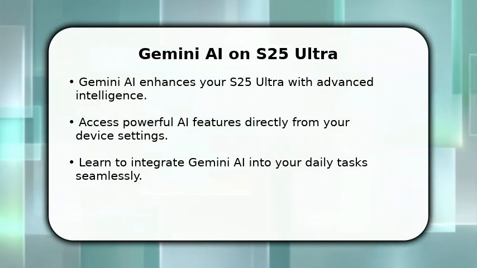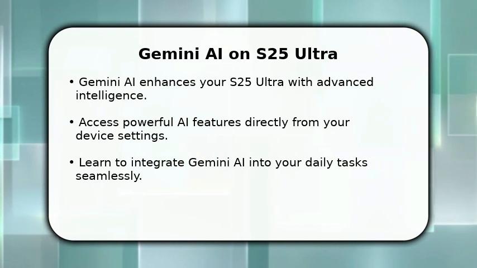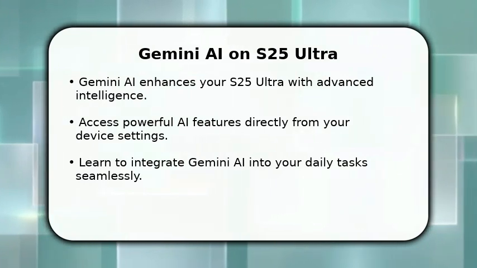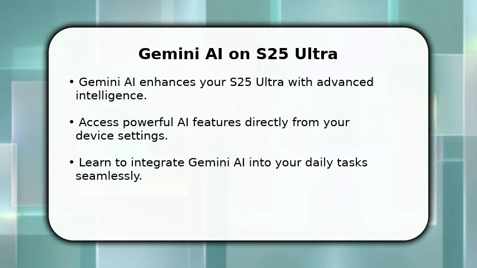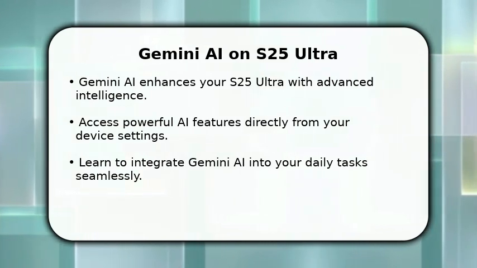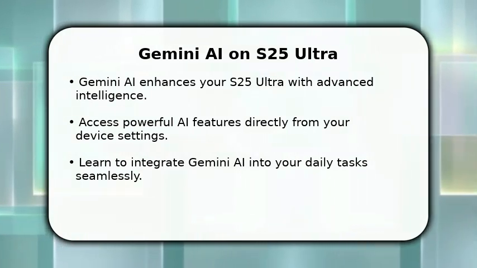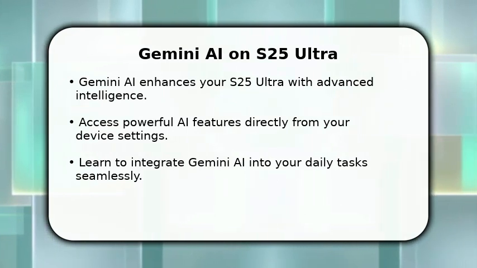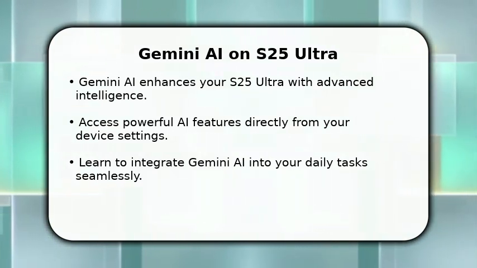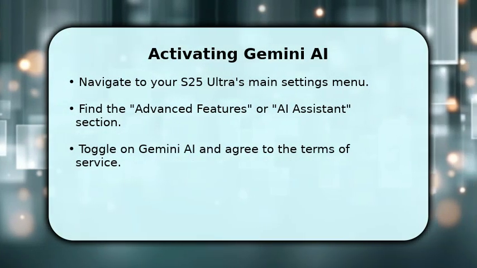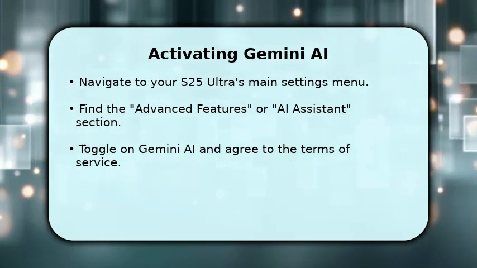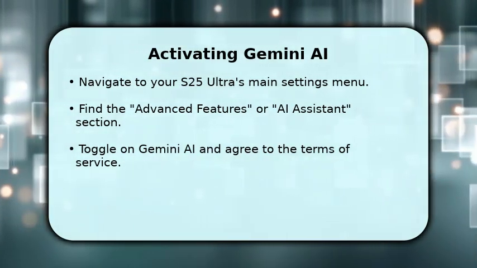Next, locate the AI features within your phone's settings menu. You'll find a dedicated section for intelligent assistants. We'll then explore how to enable and customize these powerful tools to fit your personal needs, making your device even smarter and more efficient. To activate Gemini AI, begin by opening your S25 Ultra's settings application.